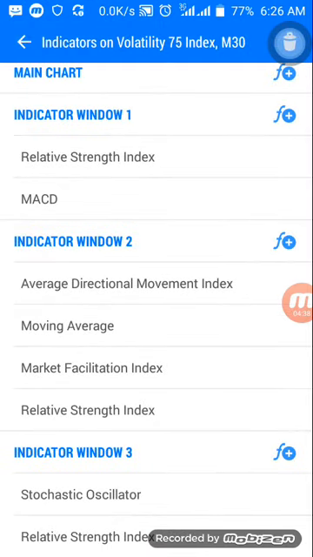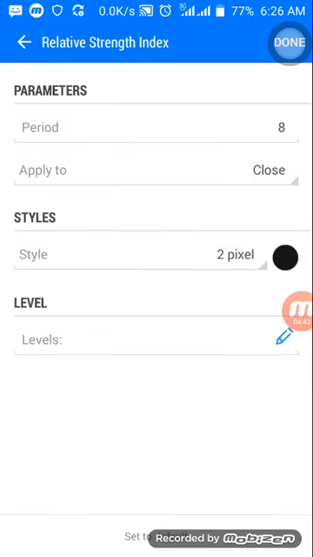Okay, then the next thing you should have there: we add another RSI. Our RSI has a period of 8, applied to close. Then we'll have the style. Here we'll have the color given. I choose black. You can choose any color of your choice.